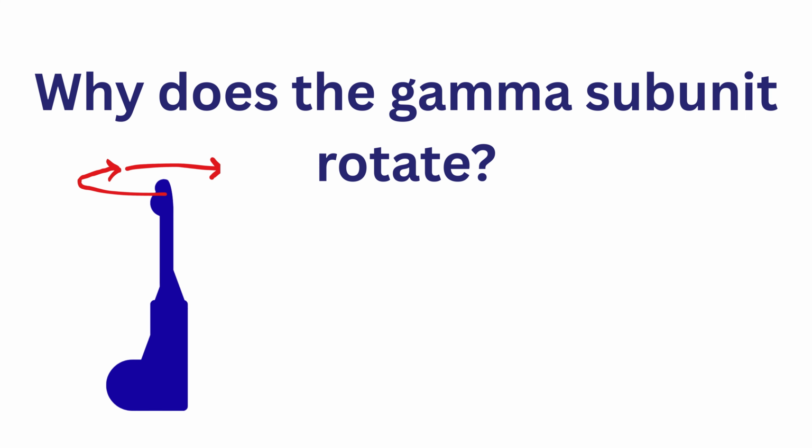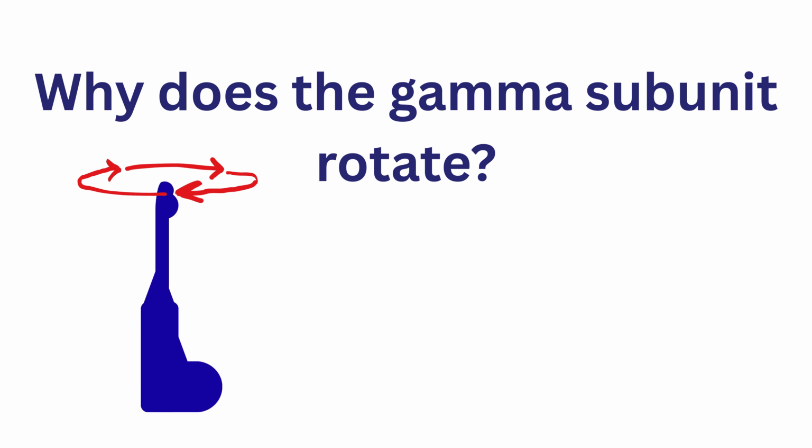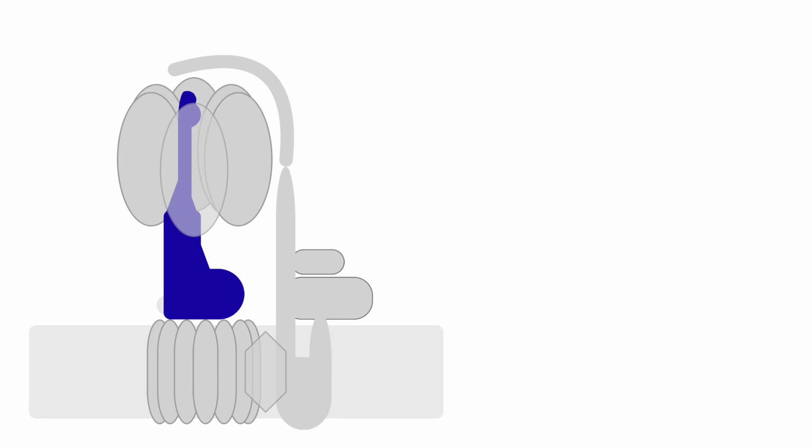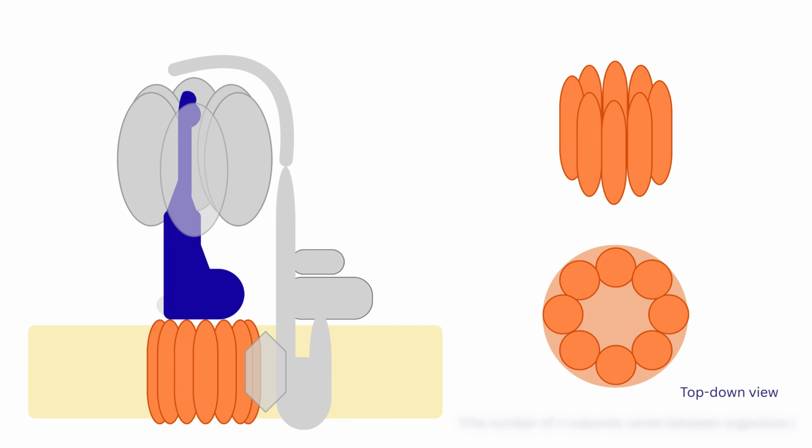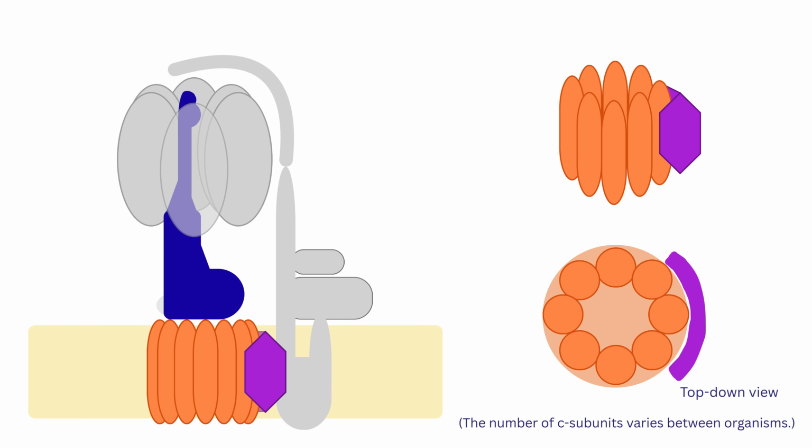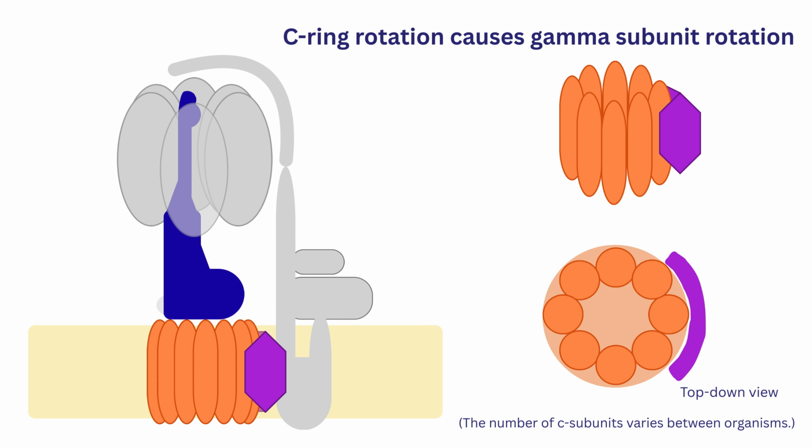But why does the gamma subunit rotate in the first place? At the base of the gamma subunit is the C ring, which is embedded in the inner membrane. In humans, the C ring is made up of 8 C subunits which form a circle, and is attached to the A subunit. It has been discovered that rotation of the C ring also rotates the gamma subunit, as the two are linked. How does this happen?